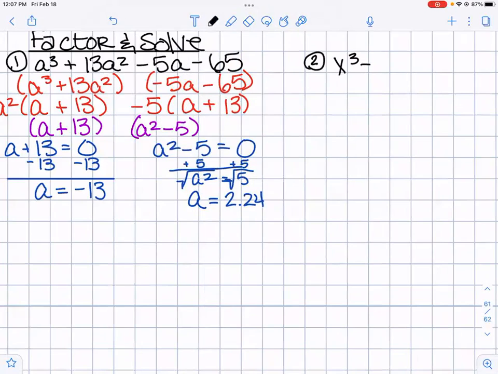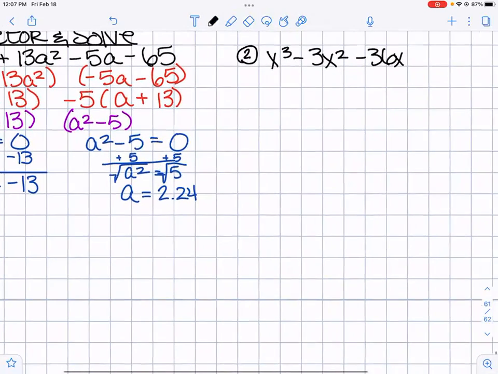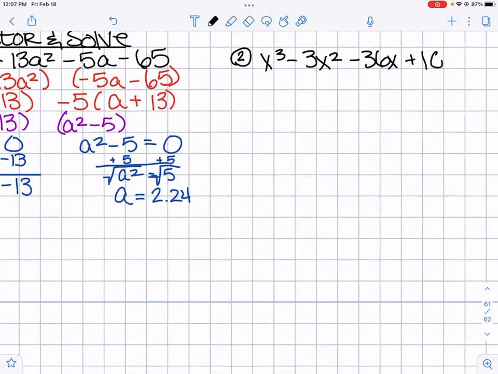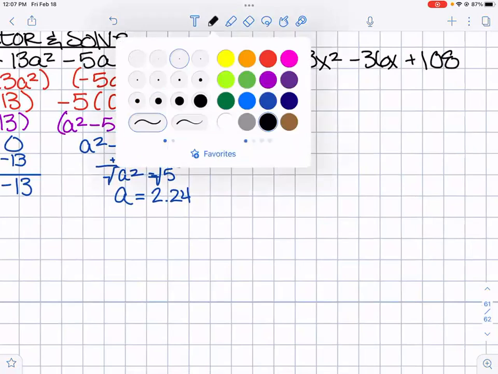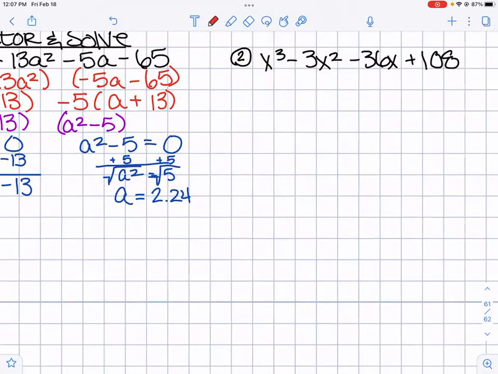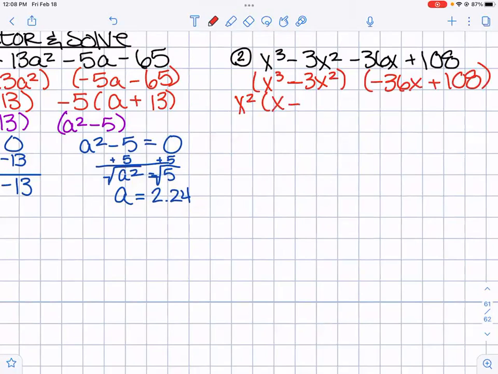X to the third minus 3x squared minus 36x plus 108. Okay, one step at a time. First, we've got to make our groups. Okay, what should I do next? You can take x squared out of the first one. So you've got x minus 3.